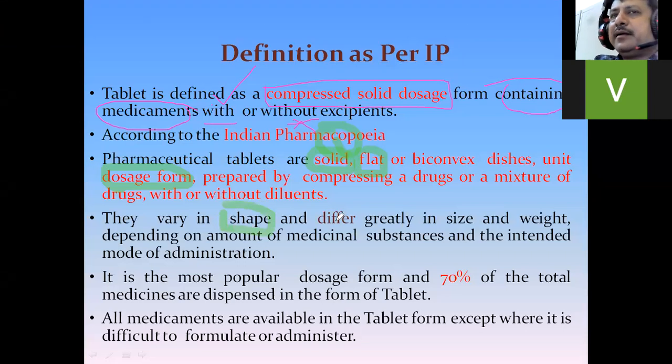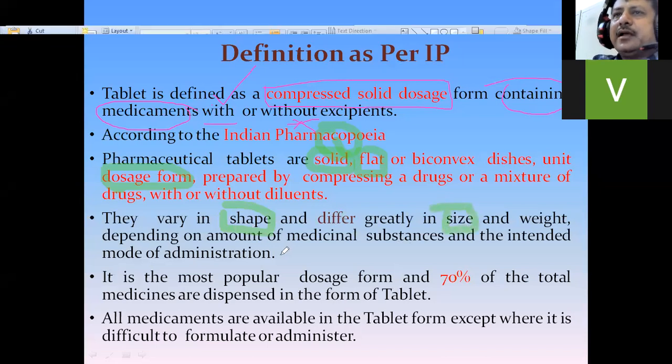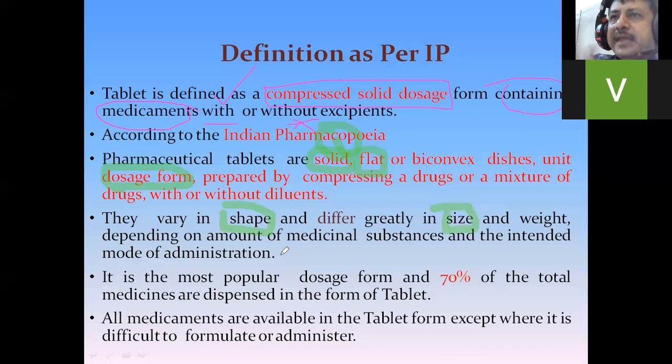They also greatly differ mainly in their size and weight. All these things depend on the API which is going to be presented in the form of a tablet dosage form. So this all depends on the amount of medicinal substance which is going to be added into it, and the intended mode of administration. Now, the intended mode means the basic mode by which you are going to administer it.